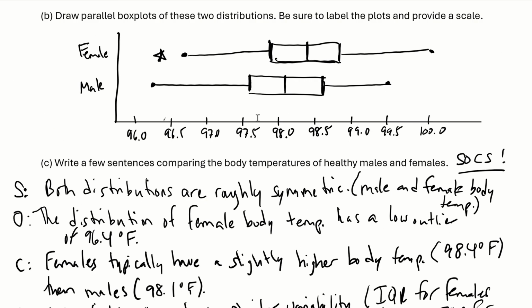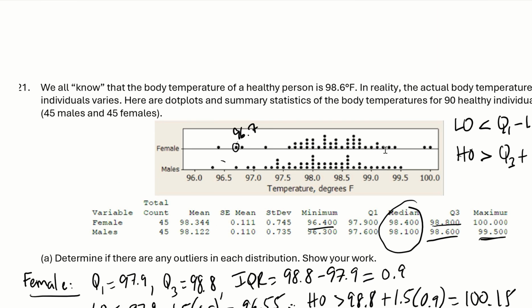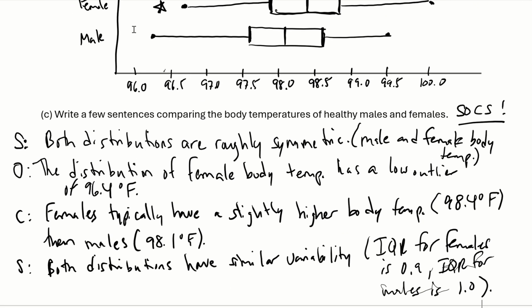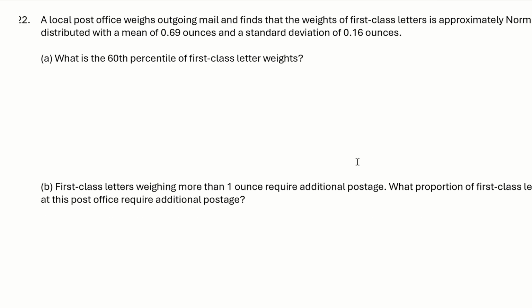So that's your SOCS for that. Again, use the box plot to help you. I mean, some of you guys might have used a dot plot and used everything at your disposal, but definitely use the box plot and make reference to it at some point. All right, so number 22. Now this is a chapter 2 question. Here, 22 and 23 are chapter 2 questions.